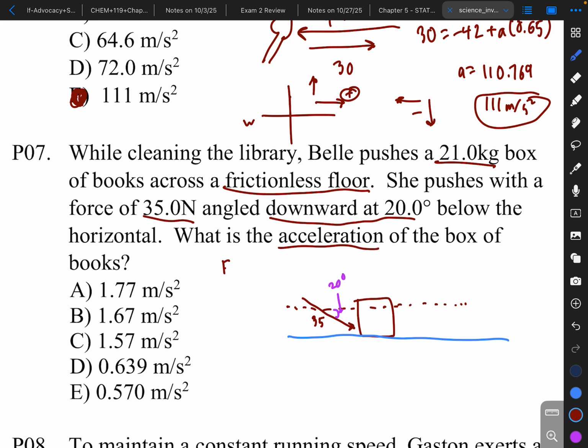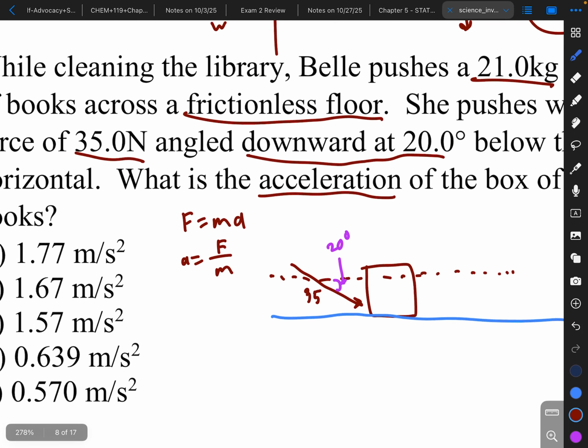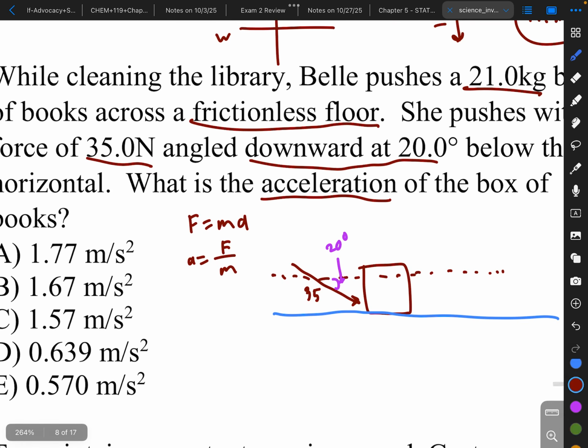So we're trying to find the acceleration of the box, and we're also given the mass. By Newton's second law, we know force equals mass times acceleration. Rearranging that, we get acceleration equals force divided by mass. We know the mass, and we know the force, right? 35. We're angled. That's not 35 newtons straight into the box. We can break up this vector into two components, this horizontal component and this vertical component.